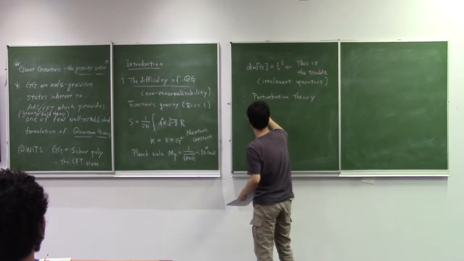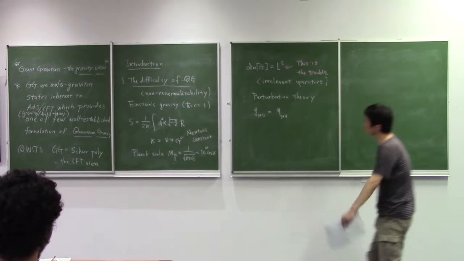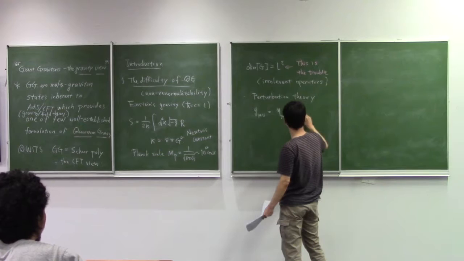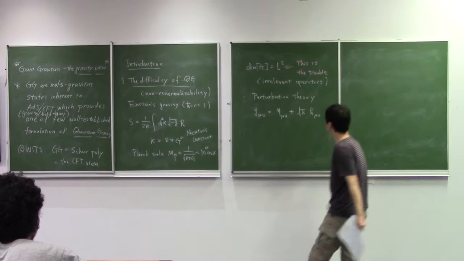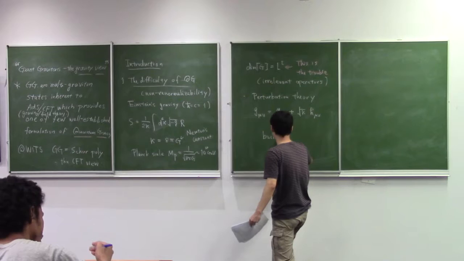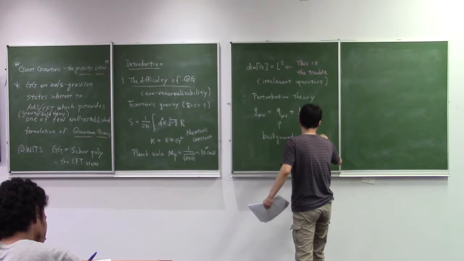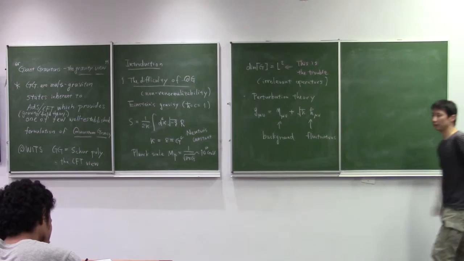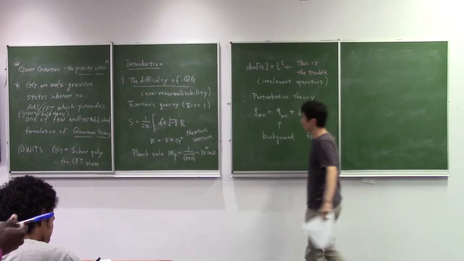So what I'm gonna do is I expand the metric from the flat metric, and so this is the background and this is the fluctuation. Yes, so I treat this as a quantum field theory. And so your field, in this case, is the metric, yes?